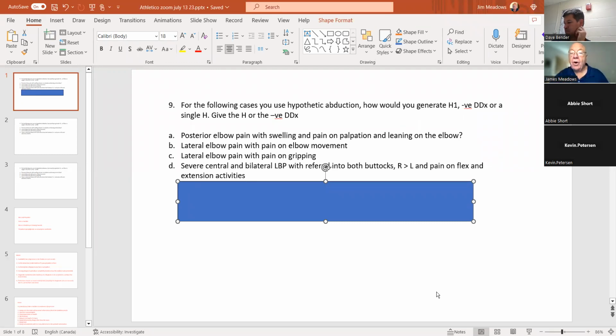Lateral elbow pain on elbow movement. Kevin, I don't think I've spoken to you. Anyway, I don't care. Kevin, single H1 or multiple differential, negative differentials? I'd go negative differentials. Okay. Kristen, I went negative differential on this one. Okay. Stephanie, I also went with negative differential. Okay, seems to be a trend. So anybody go single H1?